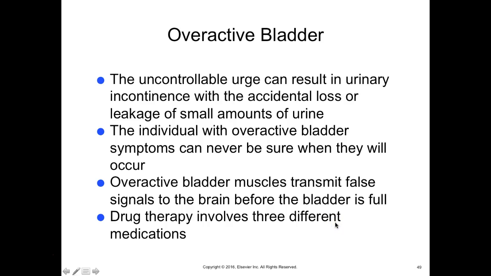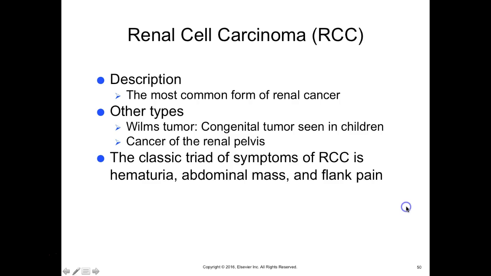Overactive bladder. So this is uncontrollable urge that can result in urinary incontinence with the accidental loss or leakage of small amounts of urine. You see a lot of commercials now about overactive bladder. They say, gotta go all the time. So the person with overactive bladder symptoms can never be sure when they will occur. So they are always worried about being close to a bathroom. Overactive bladder muscles transmit false signals to the brain before the bladder is actually full. So drug therapy involves 3 different types of medications, which are discussed in your book.